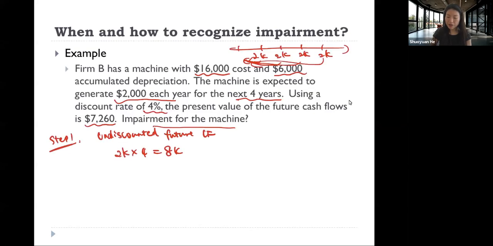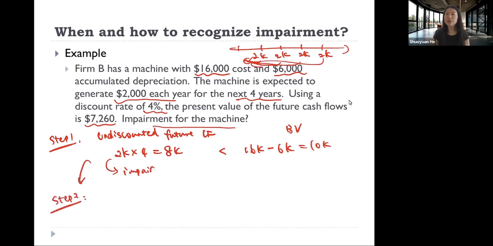And the book value of the machine is the cost of the machine minus the accumulated depreciation. So that is 10,000. As you can see here, the undiscounted future cash flow is smaller than the book value of the machine. So yes, we need to recognize impairment. And then we move to the second step, step 2.